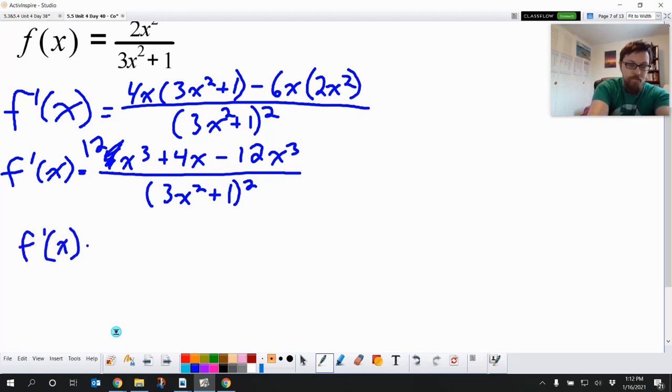Nice. That'll make my second derivative a little bit easier. I was worried I'd have a difference up there. That would have been a pain.